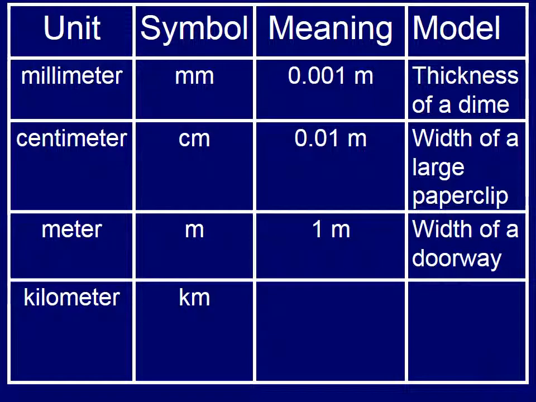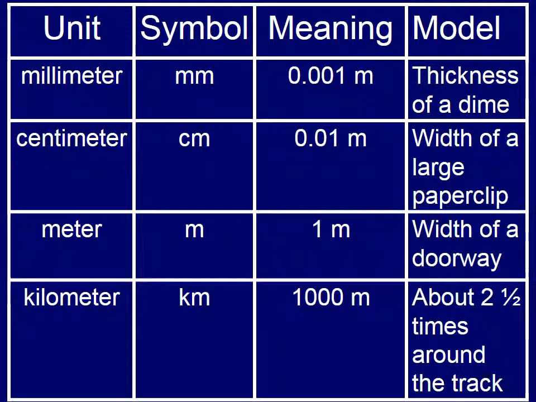Now, kilometer is represented by km. It is 1,000 meters. So if you took a meter stick and you put 1,000 end to end, you would have 1,000 meters. And if you also think about a track around a football field at a high school, you would have to run about 2.5 times around that track in order to get 1 kilometer.